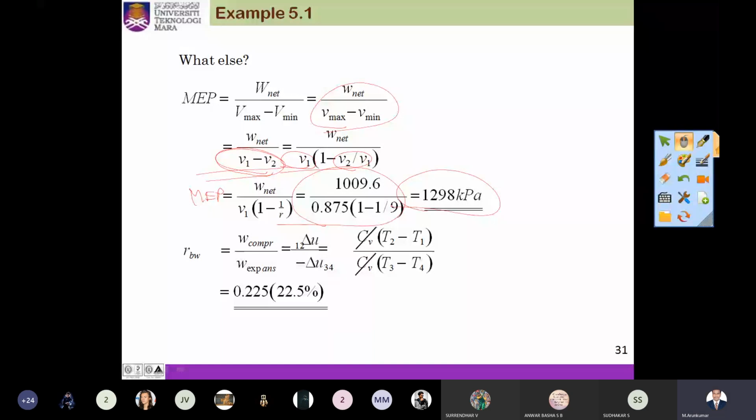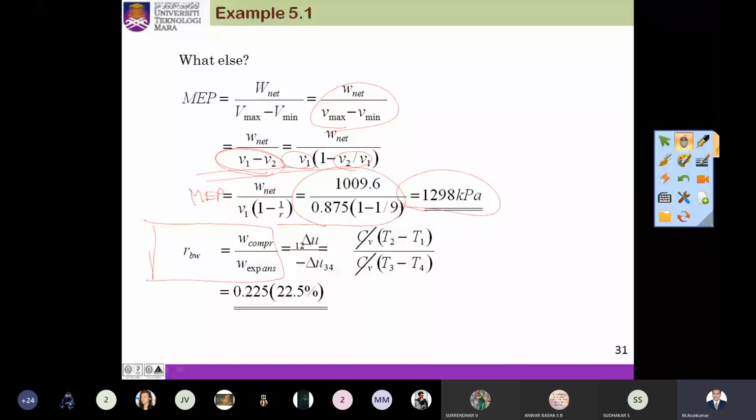Then we have to calculate your back work, right? So compression ratio or back work. So just remember this formula again, compression ratio alone. The back work can be calculated by W compression by W expansion. So the processes 2 to 3 and 4 to 1 can be taken to calculate the back work of the cycle. So back work can be calculated by the formula W compression by W expansion.